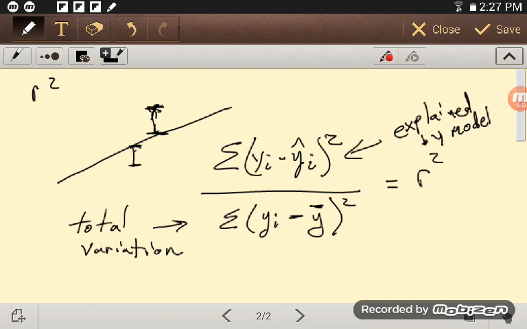Okay, so if we, oh, I might have to come back to this. Actually, I believe it's 1 minus this. I don't have notes in front of me right now, so I believe 1 minus this would be our r squared.